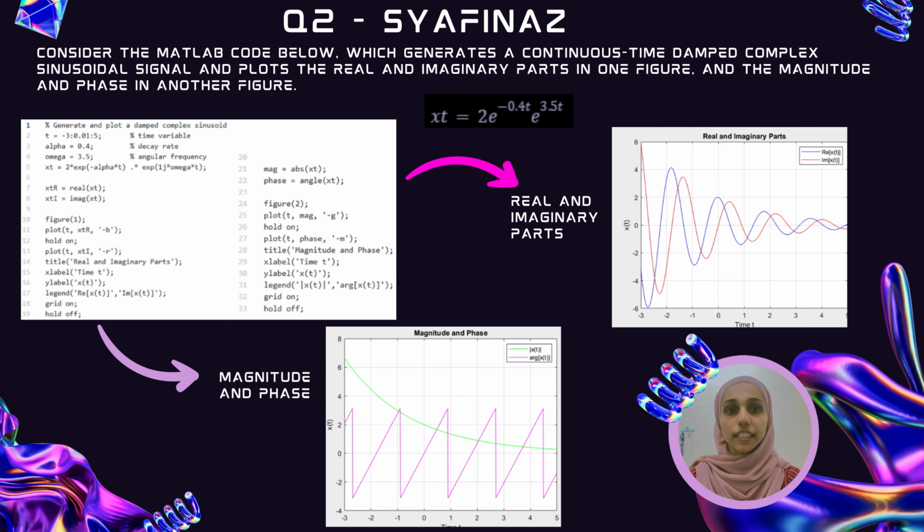The second part displays the magnitude and phase, which are computed using the abs and angle functions. This helps visualize how complex signals behave in both the time and frequency domains, which is useful in signal processing and communication systems.